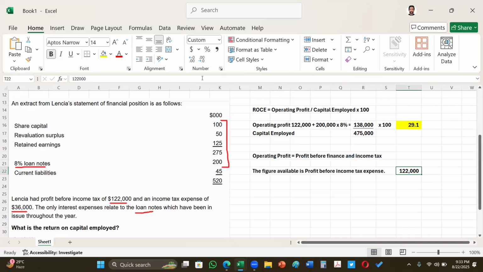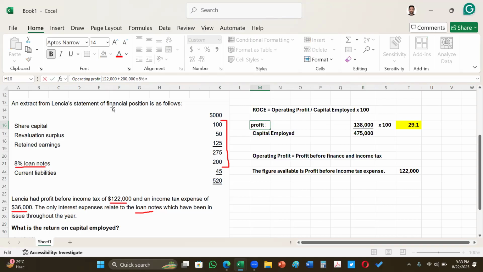So if we add back the interest, which I've just done here, the interest is 200,000 into 8%. I added this to the profit to calculate the operating profit. Actually, I was trying to calculate the operating profit, so that's why I wrote operating profit. This is the formula to calculate the operating profit. Okay.